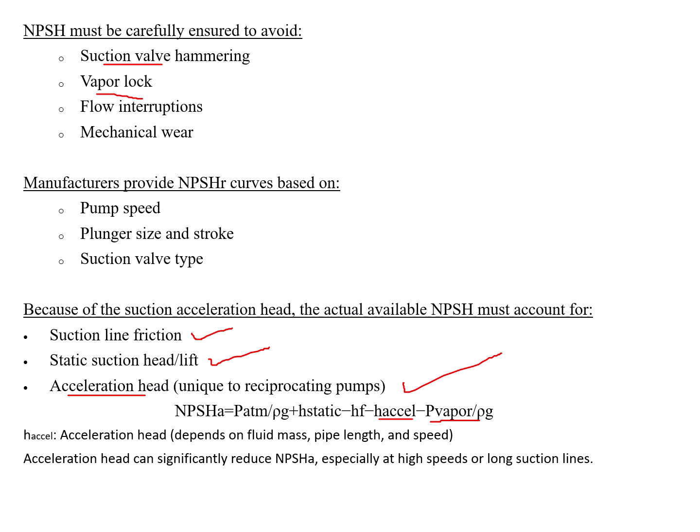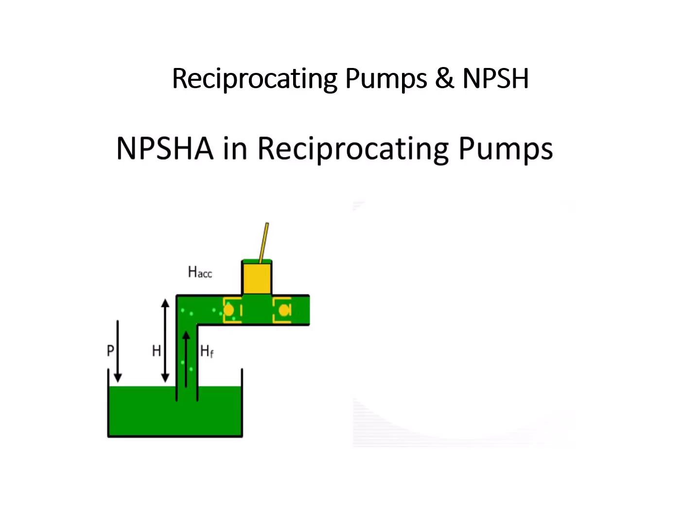It can reduce it because it has a minus sign, so it results in a reduction of the net positive suction head, especially at high speeds. Because at high speeds there is high acceleration, and long suction lines will also have high acceleration. So this acceleration head, you can find it only in positive displacement pumps.